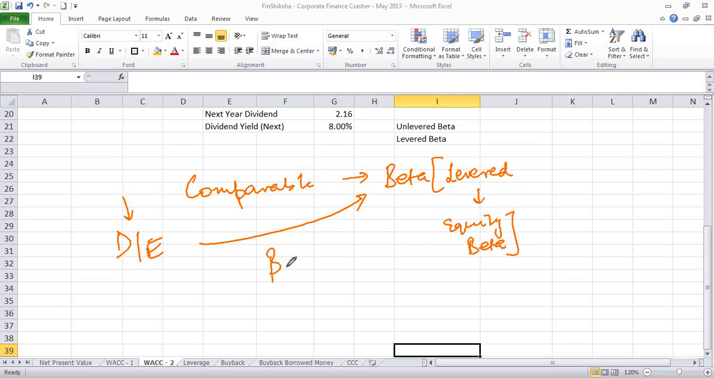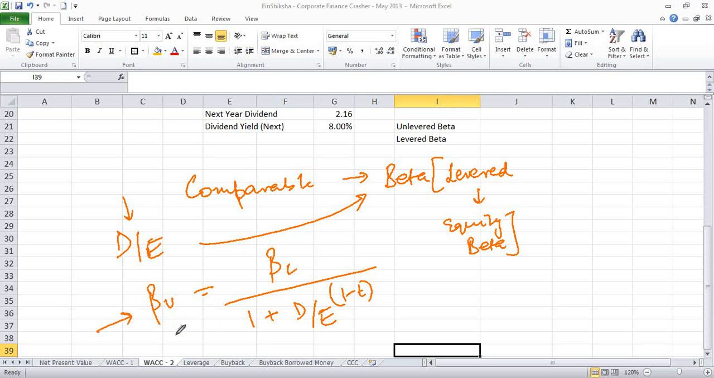Now, this beta, which is levered beta, has to first be converted into an asset beta or unlevered beta. You call it asset beta or unlevered beta by using this formula: 1 plus debt by equity of the firm into 1 minus T, because debt you take 1 minus T. You will note that debt by equity will be a number greater than or equal to 0, which means when you calculate beta unlevered, this will always be less than beta levered.